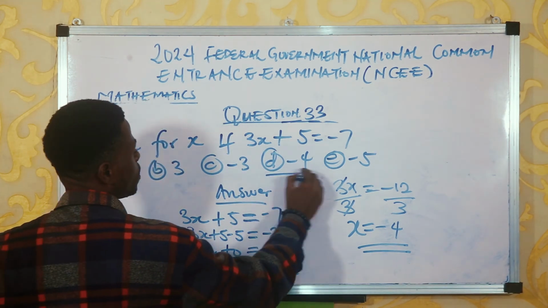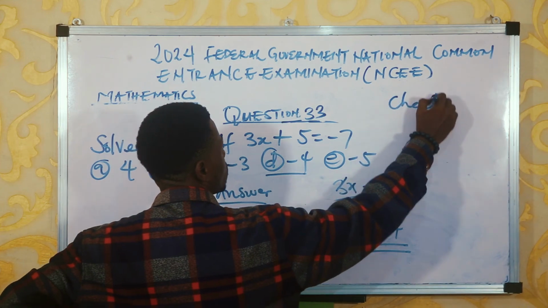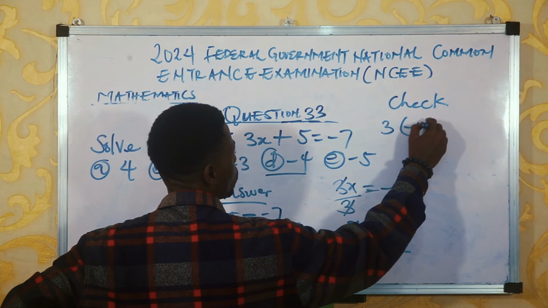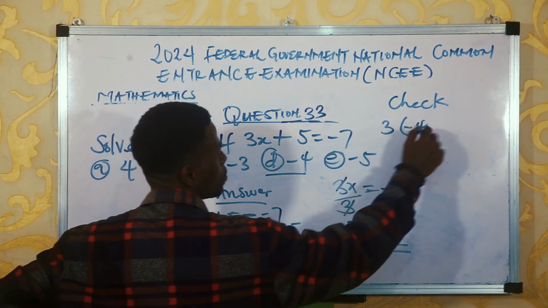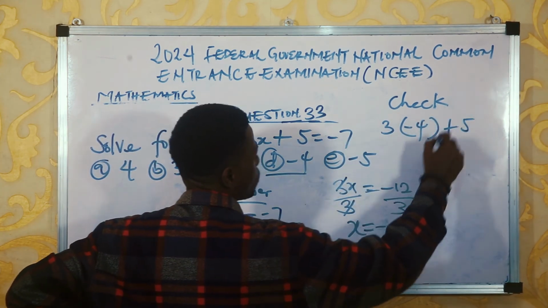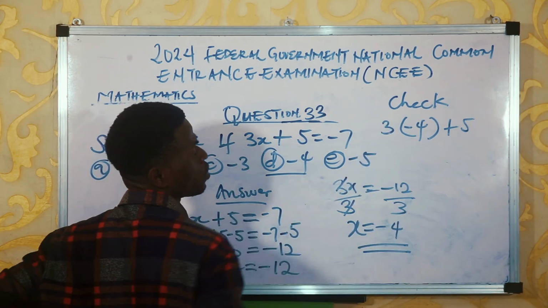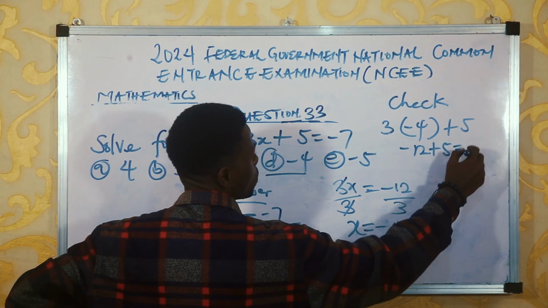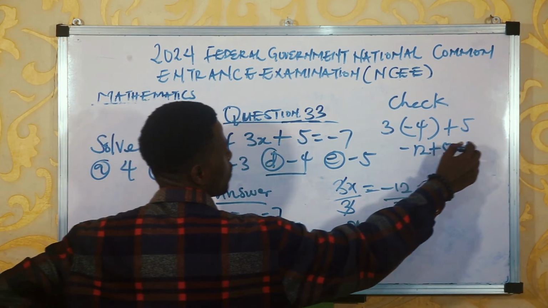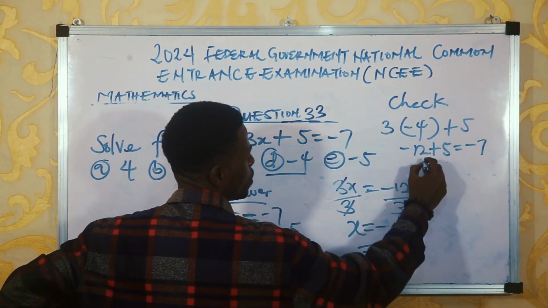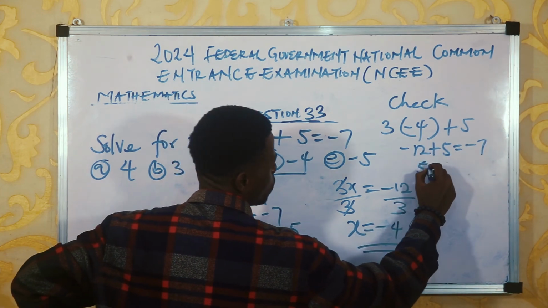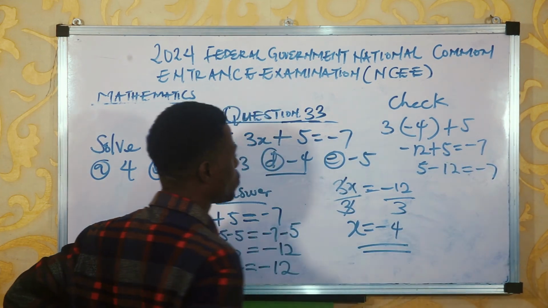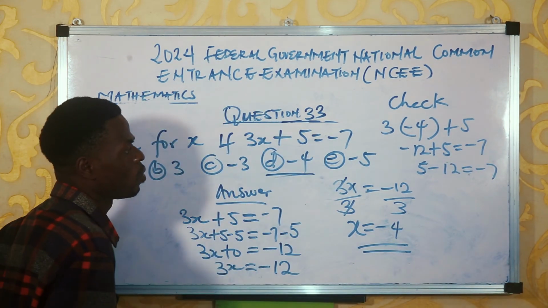So our answer is what? It is D. We can also check by saying, look at it, 3 brackets, which is our x, which is minus 4, whether it will give us minus 7 plus 5. Okay, 3 times minus 4 will give us minus 12, plus 5 will give us, that's what? Minus 7. Or you say 5 minus 12, definitely still gives us minus 7. So our answer is minus 4. Thank you.